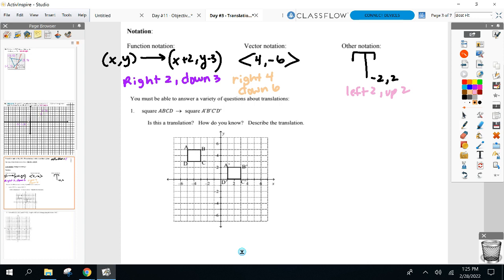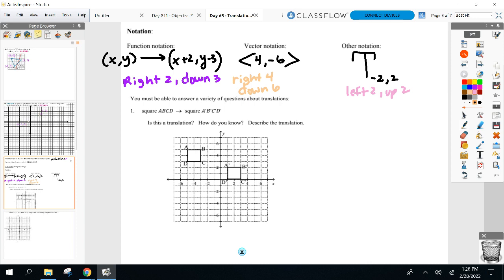All right. Prove to me we're actually doing a translation. So I've got my square ABCD. Oh, I shouldn't say anything. I probably just gave it away. What's the vocabulary term we call the figure we start with? Preimage. Preimage, A, B, C, D.